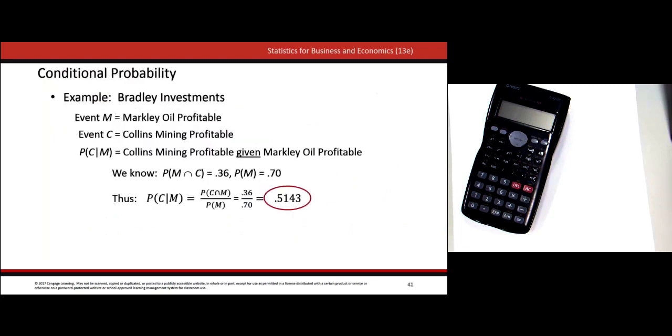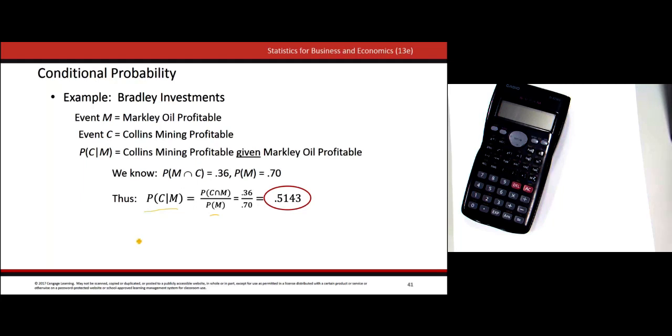Such as Mark Oil and Collins Mining. If we know that Mark Oil is profitable, that event occurred, so event M has already occurred, then we would like to use this new information to calculate the probability of C, Collins Mining is profitable. So this is a conditional probability of C given M has already occurred, which is probability of C intersect M divided by probability of M, which is 0.5143.